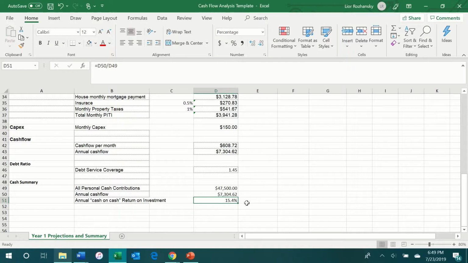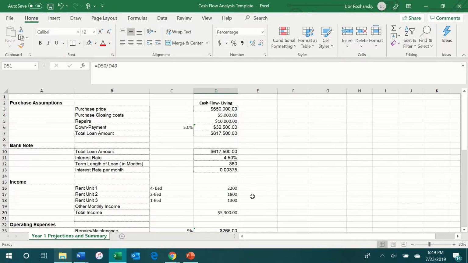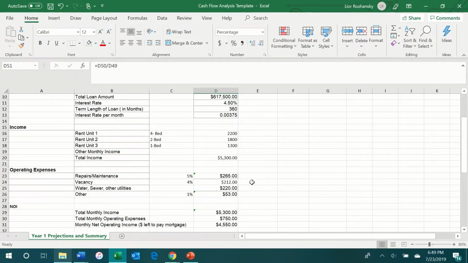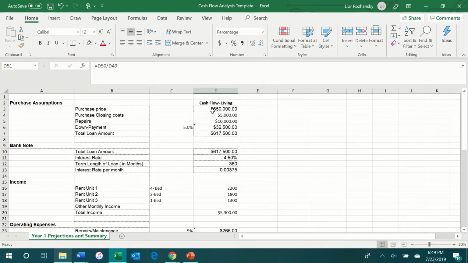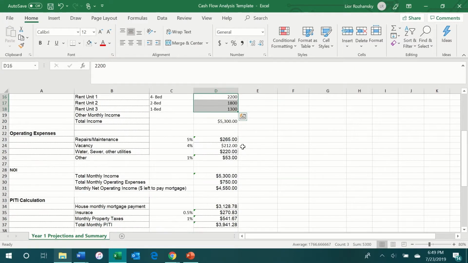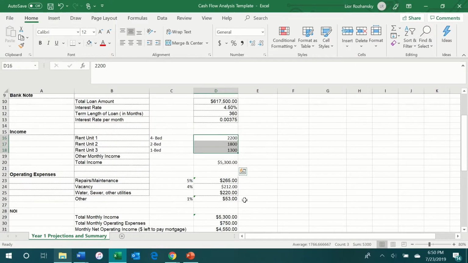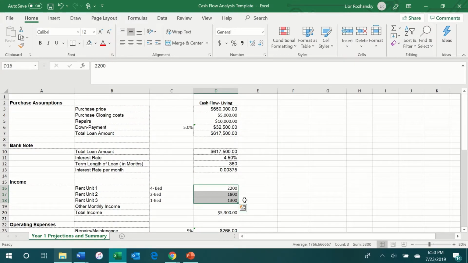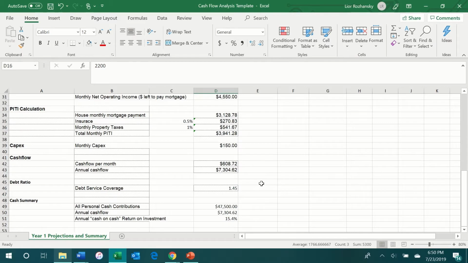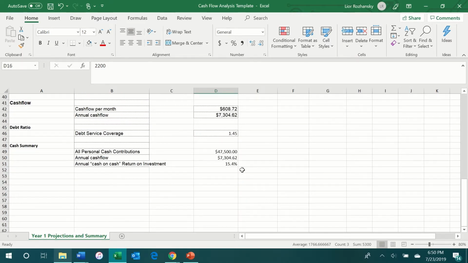So hopefully this is a simplified version of what it takes to run numbers for an investment property. Once you get good at it, all you really have to play around with is typically your price, repairs, and your income. The rest of these line items stay relatively the same. You can always fine-tune the numbers and see, well, what if I go conservative or aggressive? But this is a way of running numbers where you get a really good feel for the financial performance of a property that you're analyzing.